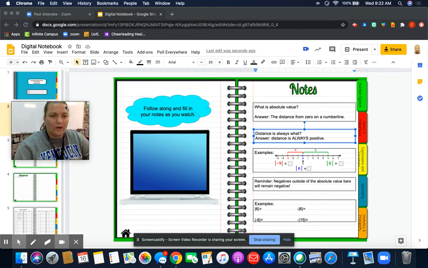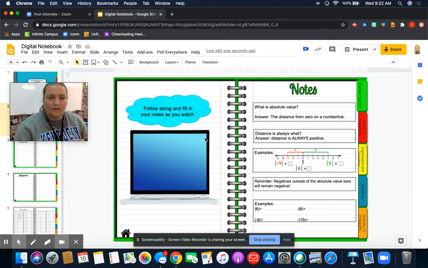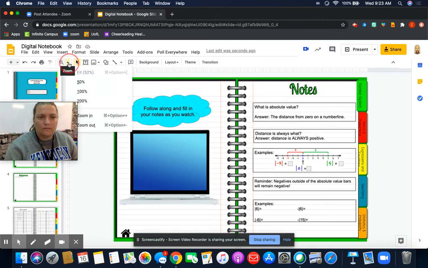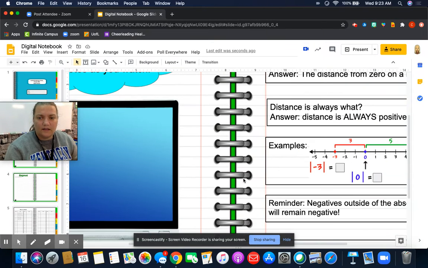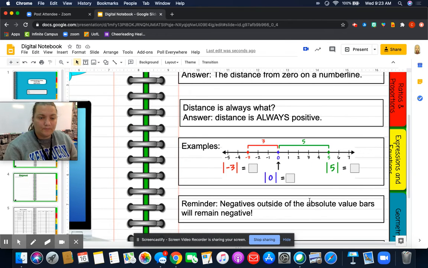And before I go any farther, I did want to mention this. Anytime you are working on these assignments, if you can't see anything, up here in your toolbar there's a magnifying glass, and you can click that zoom in button. So now we can see that a little better.